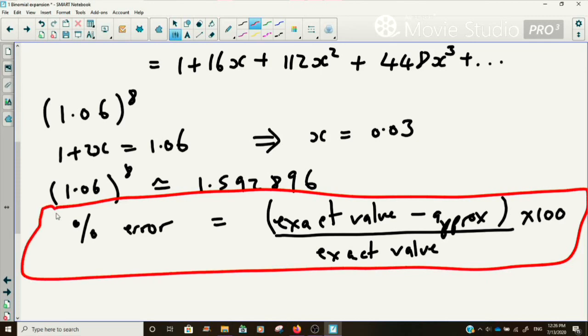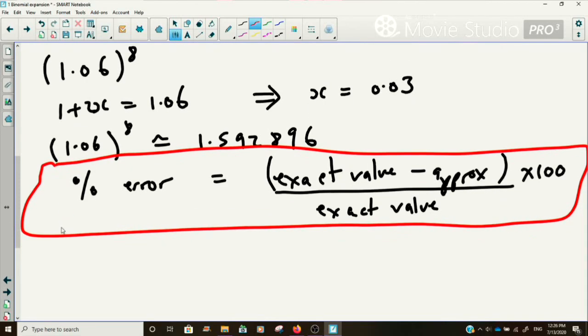Okay, so let's do that. You can, of course, check your approximation just by putting 1.06 to the power of 8 into your calculator. You should get a value that's really close to your approximation. That's a good way of checking if you've made a mistake. So let's just go back and actually work out this percentage error.